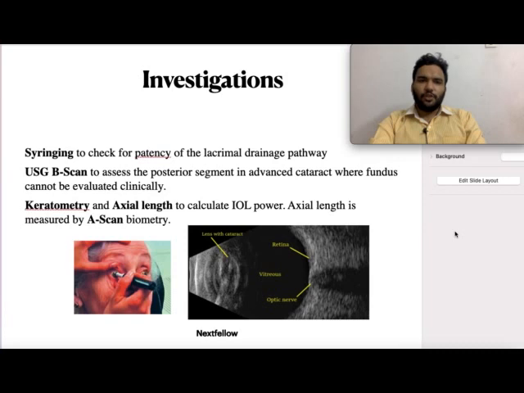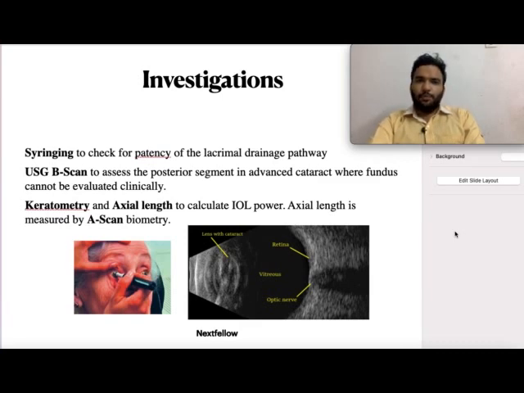Other investigations include syringing for patency of the lacrimal drainage pathway, because sometimes the patient might have chronic dacryocystitis and we will not know that unless we do syringing. Sometimes we press on the lacrimal duct, and if there is any pus coming out, then we will stop and not do the cataract surgery. If a patient has chronic dacryocystitis and you proceed with the procedure, the patient might go in for endophthalmitis. We'll talk about it soon.